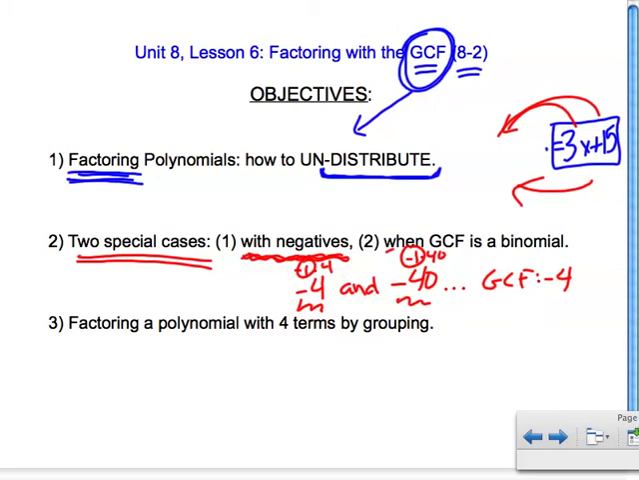And then also when our GCF, the thing that we're going to multiply through, is a binomial. Okay, and then last but not least, we're going to factor 4 terms by grouping. That one is a little bit tricky, but if you hang on through me with the first 2, I'll try my best to make that third item there as easy and simple as possible.